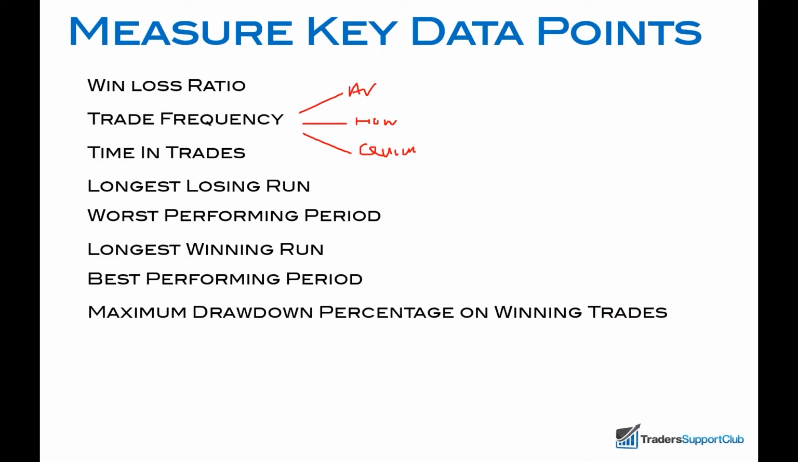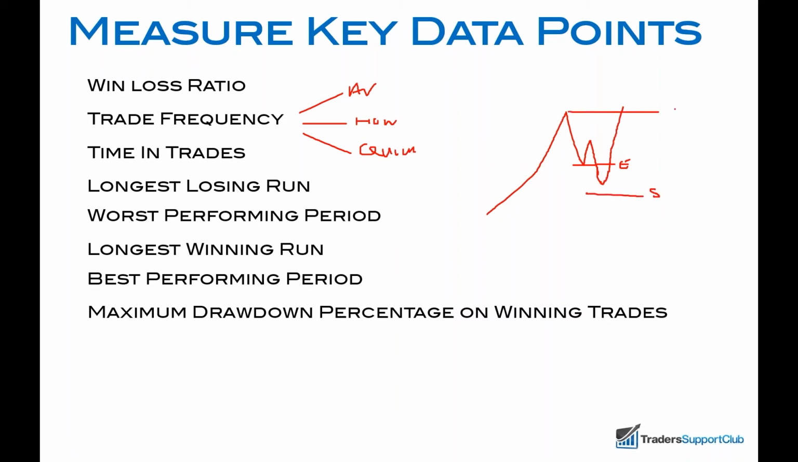Then here, one of my absolute favorites, maximum drawdown percentage on winning trades. So what do I mean by this? Well, I believe as a trader, you should be recording your maximum drawdown, whether the trade wins or loses. But essentially what I'm doing here is if I've got a trade that sets up, trade triggers, goes past the entry into drawdown, what I'm doing is I'm logging that drawdown relative to where my stop was.